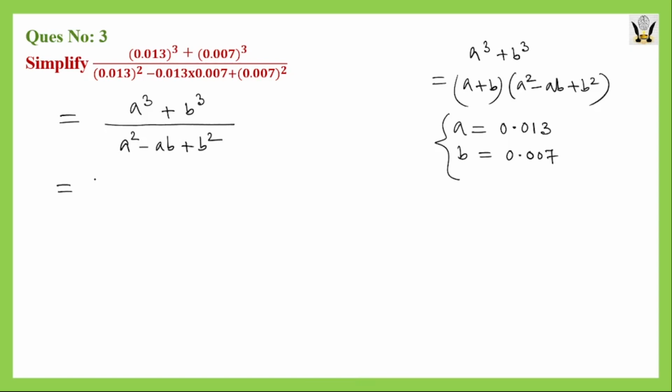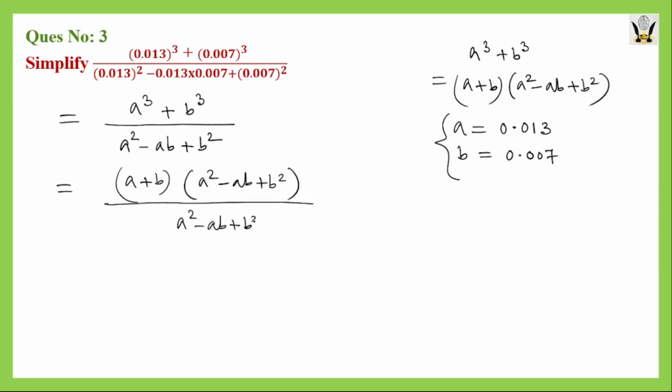So if we apply this identity in the numerator, then it will be a plus b, and then a square minus ab plus b square, right? And in the denominator we also have a square minus ab plus b square. So these common terms in the numerator and denominator will cancel each other, and the final value will be a plus b. Now let's put in the values of a and b. So it will be 0.013, and the value of b is 0.007.